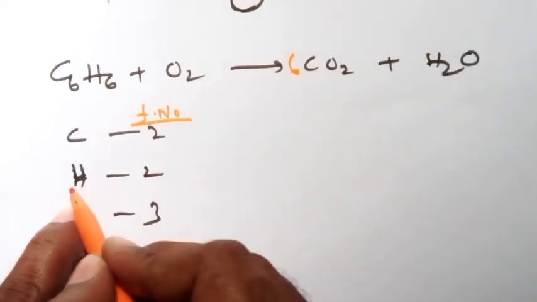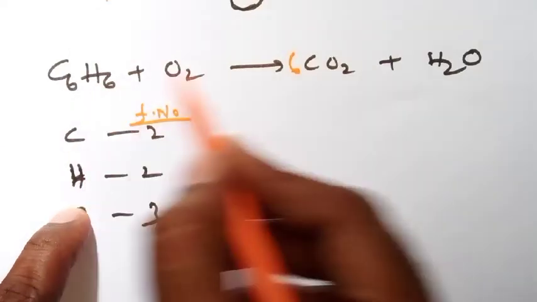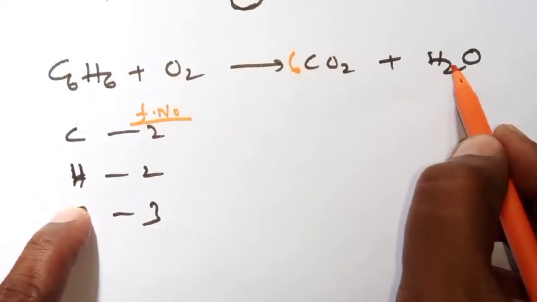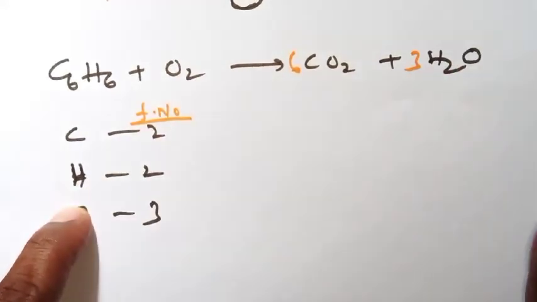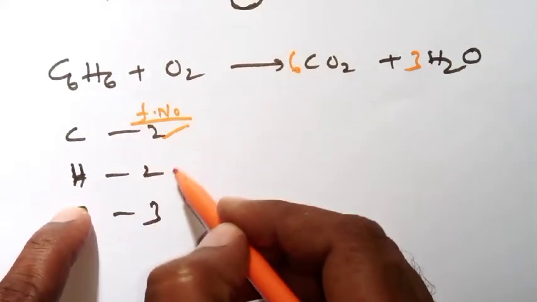Now look at the hydrogen. Hydrogen is 6 times here, but here it is 2 times only. That is why, what we should do? Put 3 here. 6 hydrogens, 3 into 2, 6 hydrogens, balanced. Now carbon is balanced, hydrogen is balanced.